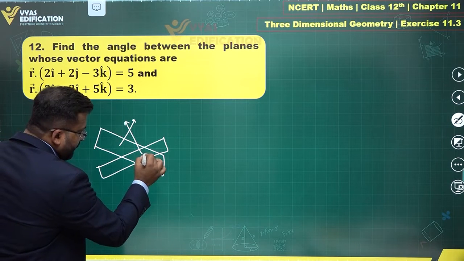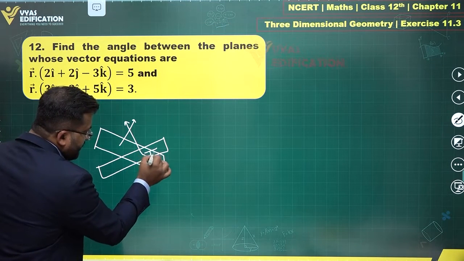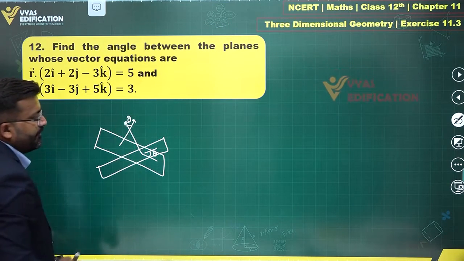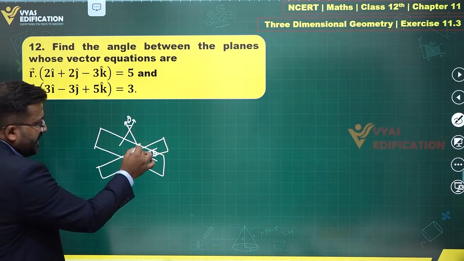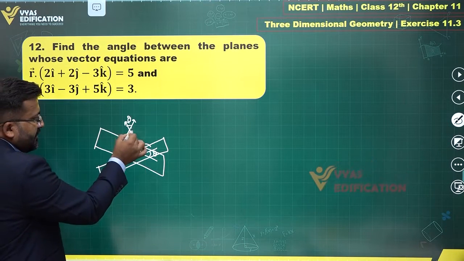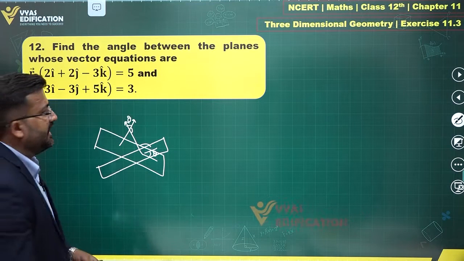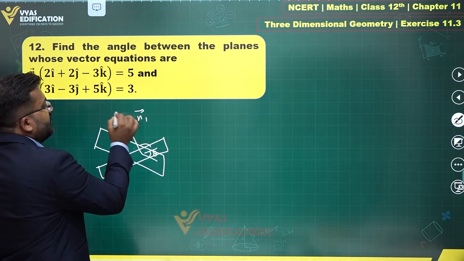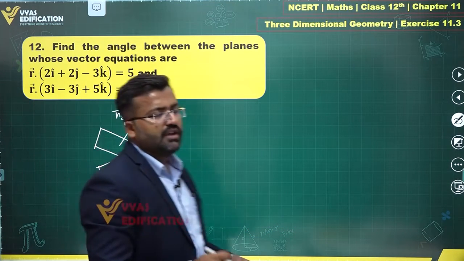For example, the angle between this plane and this plane, this theta, will be present over here as well, right? This particular angle will be present. The other angle, which is pi minus theta, will be present over here between the two normals basically. So we're actually interested in the angle between the two normals, n1 and n2. How do we find that?